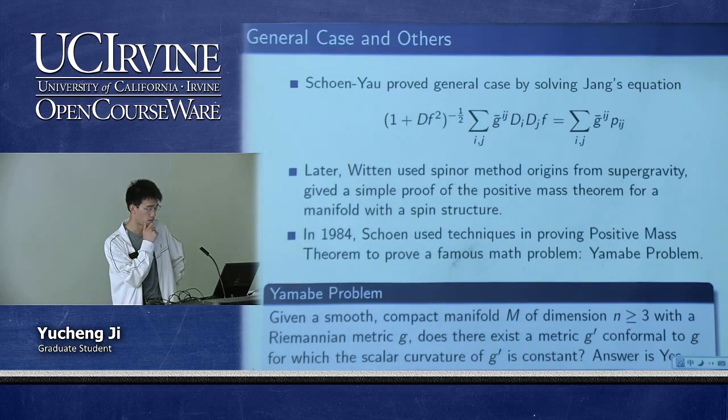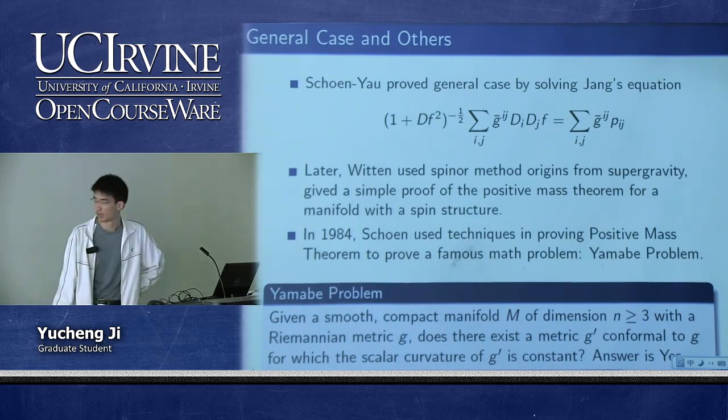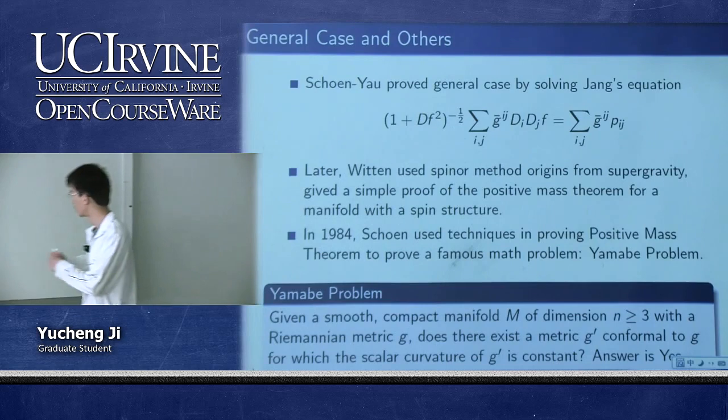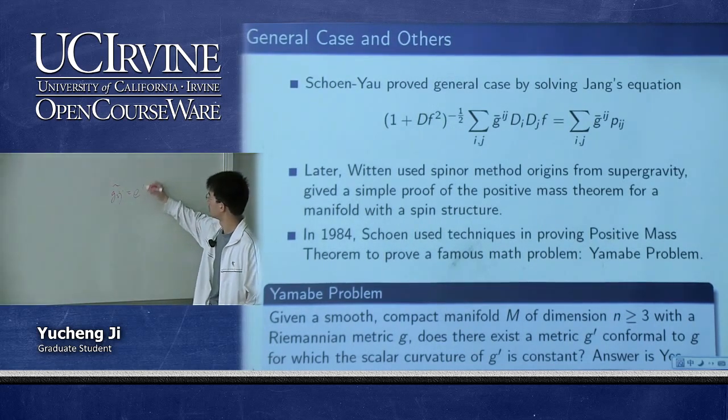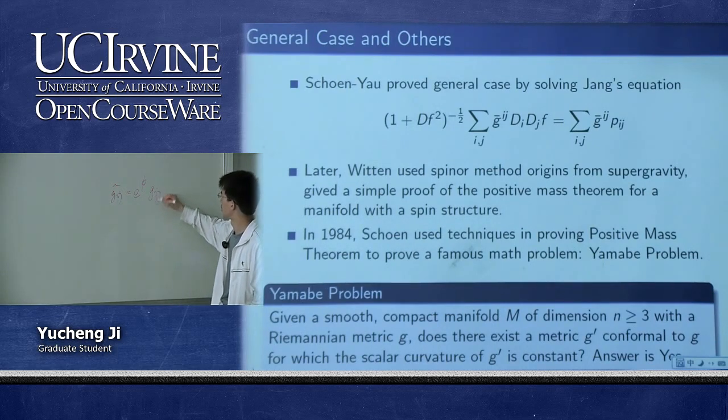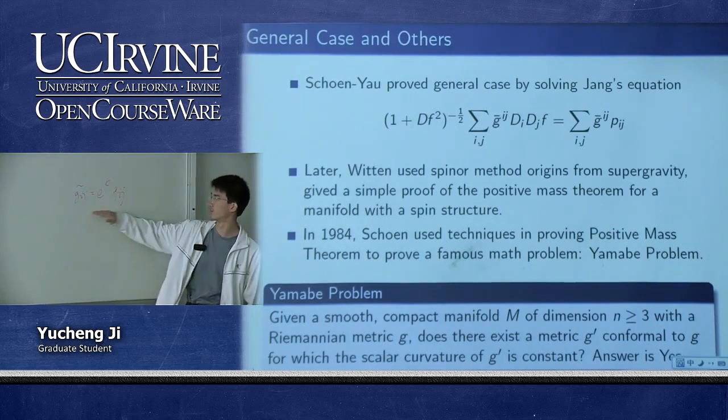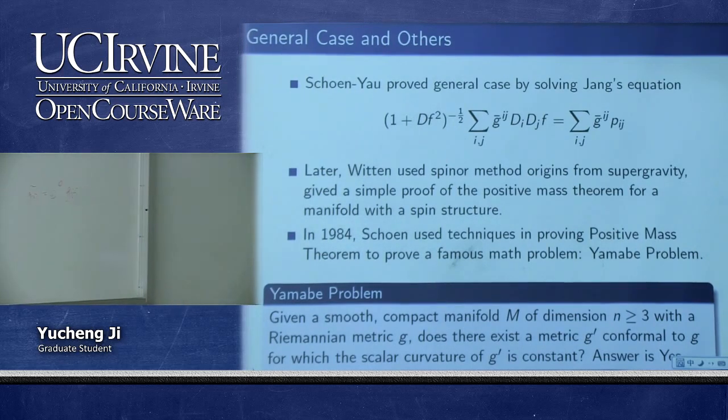It is that: take a compact manifold M of dimension greater than or equal to 3 with a Riemannian metric G. Then we have a G prime conformal to G, for which G prime has a constant scalar curvature. Conformal is just that G prime ij equals e to the power of some function times Gij. This is the definition of conformal.